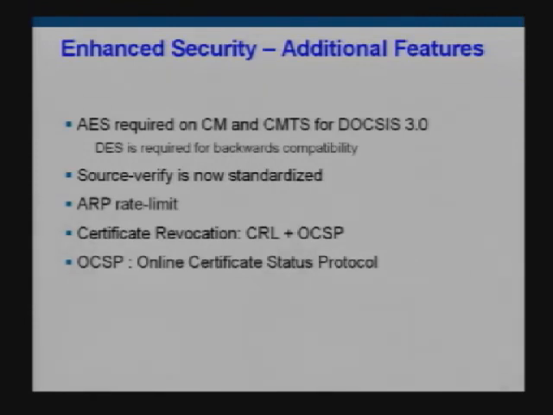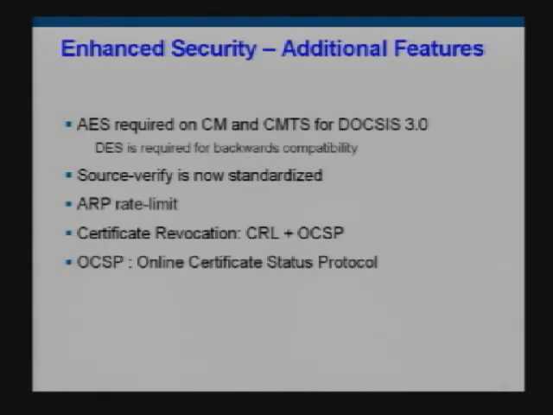And instead of triple DES, for encryption of data, advanced encryption standard or AES is a requirement. But triple DES needs to be supported for backward compatibility. And ARP-based limiting is a feature to prevent ARP-based DOS attacks, which was already implemented by most of the vendors, including Cisco, but DOCSIS 3.0 has standardized it.